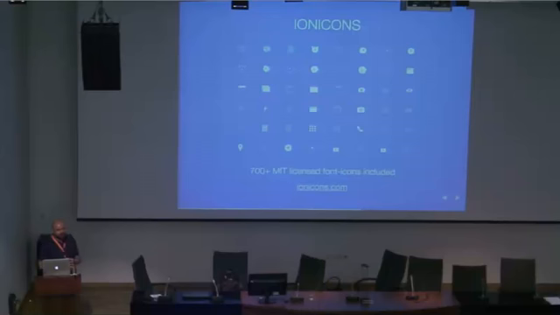Ionic provides us with icons, over 700 icons under the MIT license. The MIT license means that you can download the icons and use them in any case you want. You can even build a product and sell it.